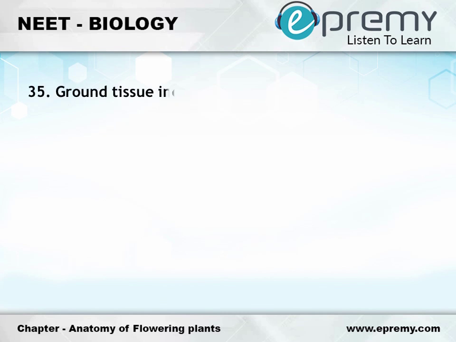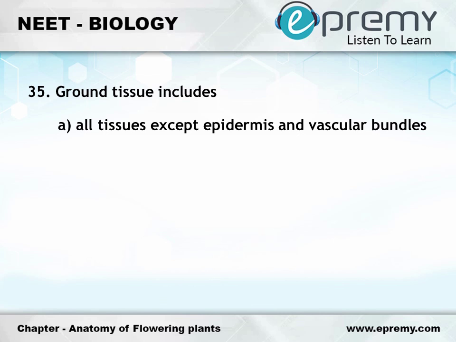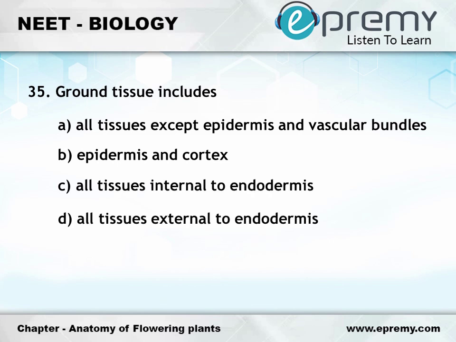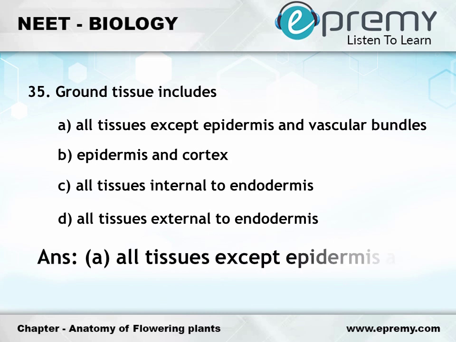Question number 35. Ground tissue includes option A, all tissues except epidermis and vascular bundles. Option B, epidermis and cortex. Option C, all tissues internal to endodermis. Option D, all tissues external to endodermis. Answer is option A, all tissues except epidermis and vascular bundles.